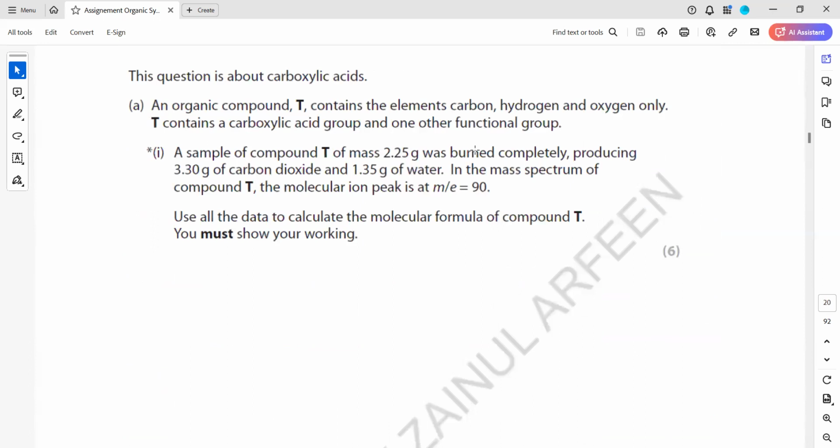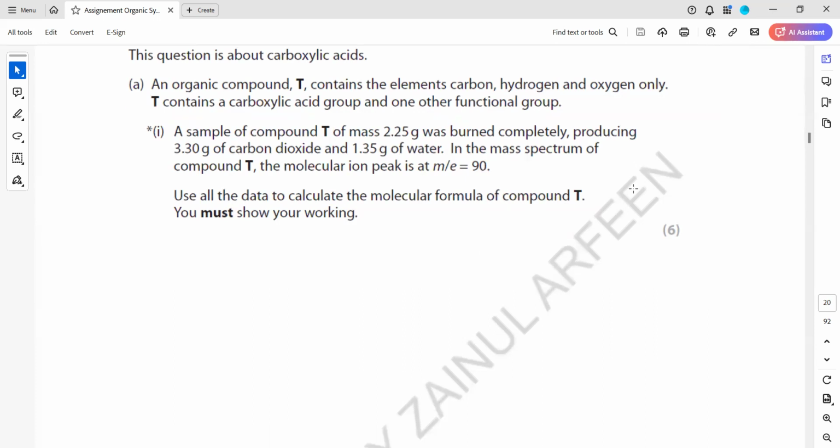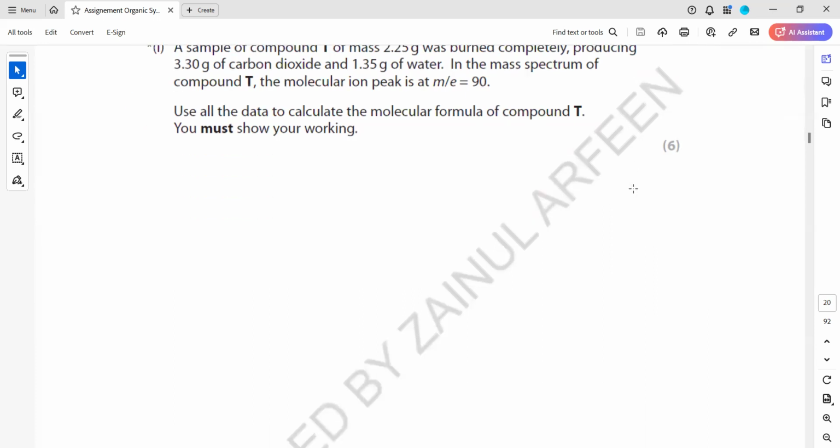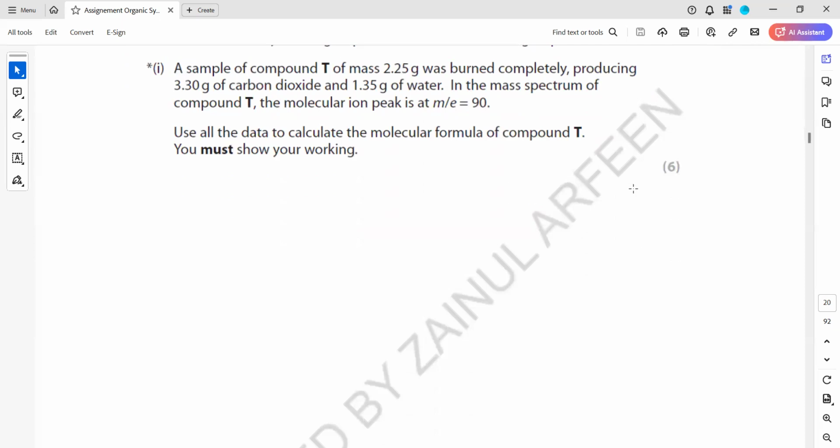This question is about the carboxylic acid. A compound T contains the elements carbon, hydrogen, oxygen only. T contains a carboxylic group and another functional group. A sample of T with a mass of 2.2 grams was burned completely to produce 3.3 grams of carbon dioxide and 1.35 grams of water. In a mass spectrum, the compound T has a molecular ion peak of 90. Use all the data to calculate the molecular formula of compound T. You must show your working.